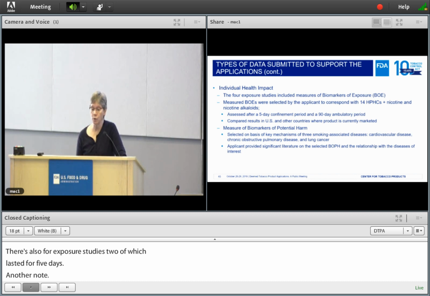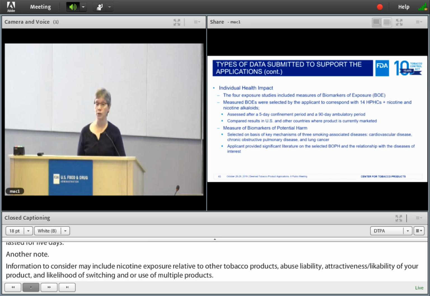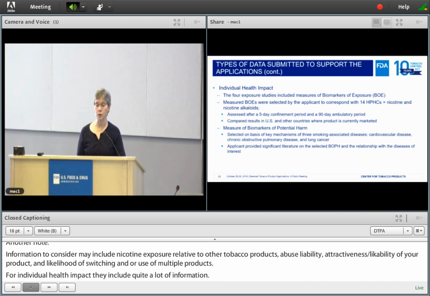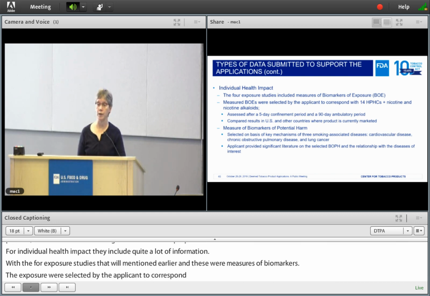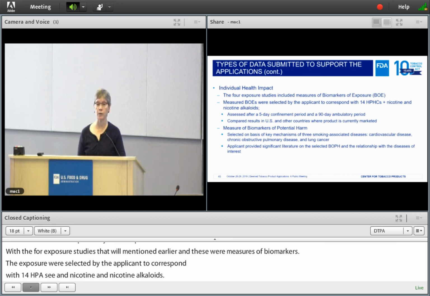For individual health impact, they included quite a lot of information. We had the 4 exposure studies that were mentioned earlier, and these did include measures of biomarkers of exposure. The biomarkers of exposure were selected by the applicant to correspond with 14 HPHCs in nicotine and nicotine alkaloids. They were assessed after a 5-day confinement period and also after a 90-day ambulatory period, and compared results were given for studies conducted in the United States and in other countries where the product is currently marketed.